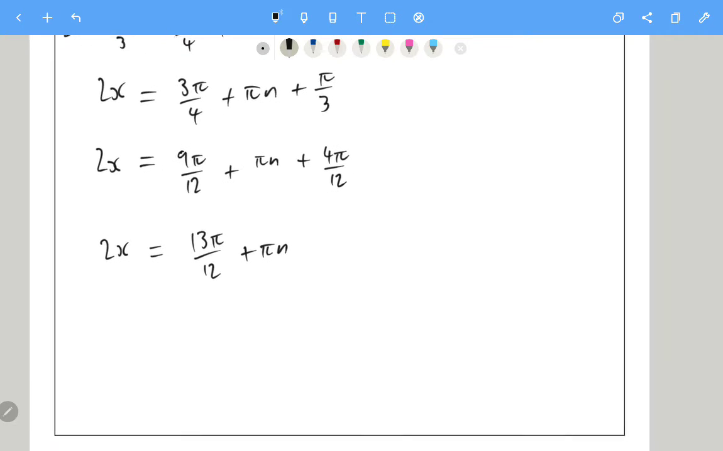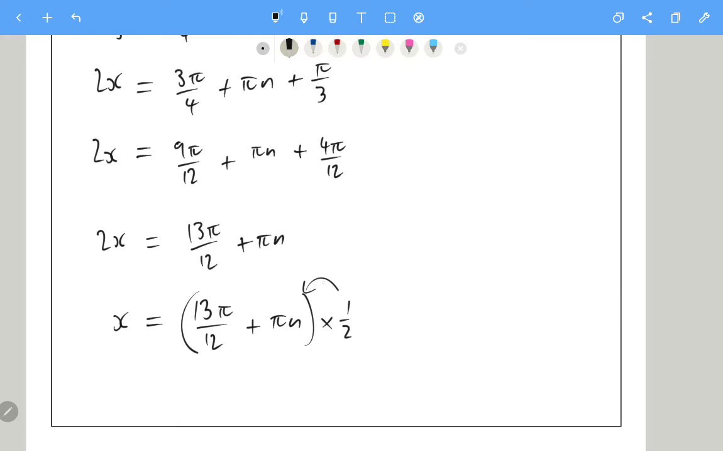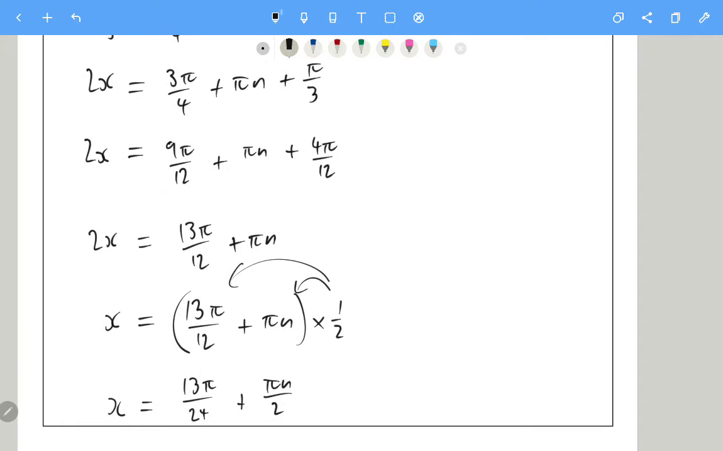And now the last step is to just divide both sides by 2. Another way of doing that would be to multiply by a half, because that's the same thing. So expanding the brackets, I've got to multiply both by a half. I'd get x is equal to 13 pi on 24 (12 times 2 is 24), plus pi n times 1 over 2. Alrighty. Now this is the general equation, but it also asked me to generate the first three positive solutions.